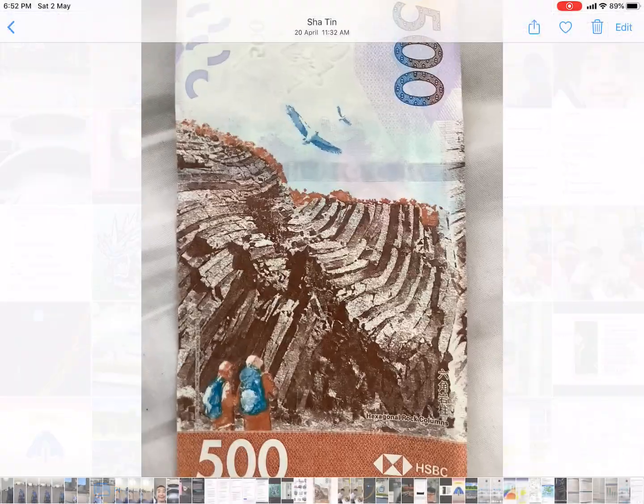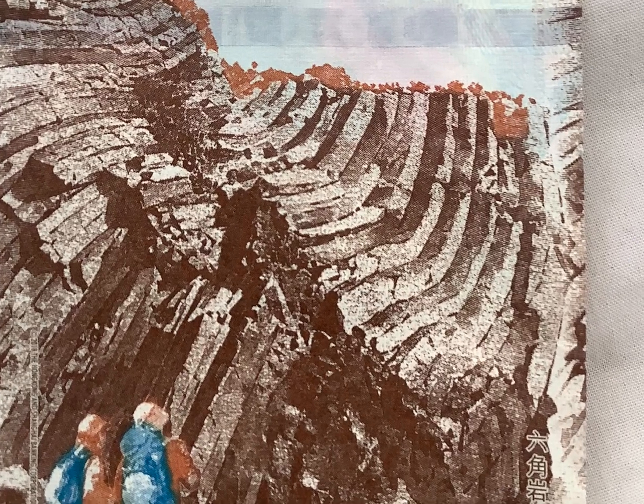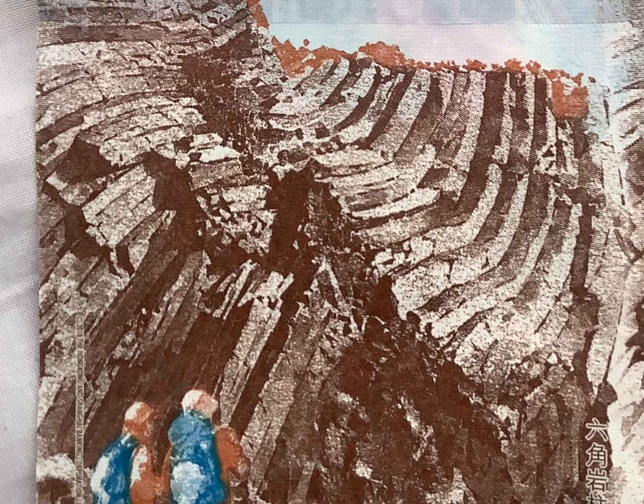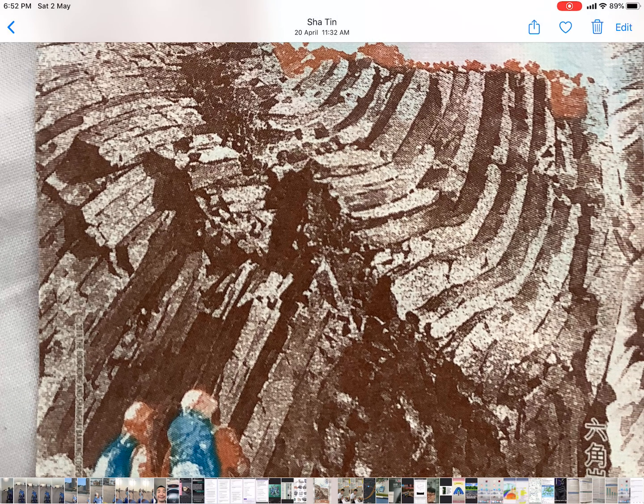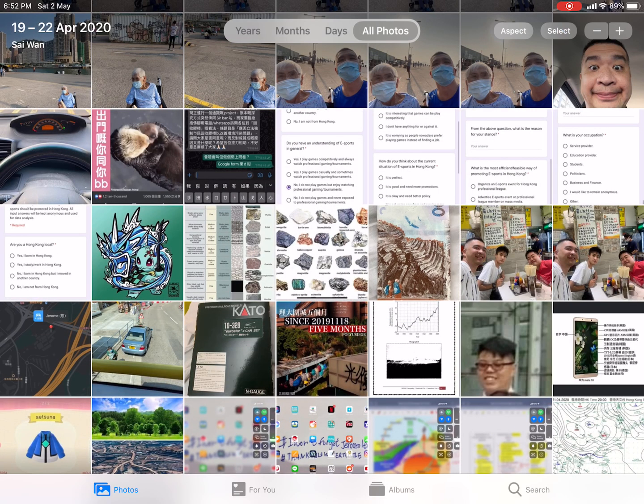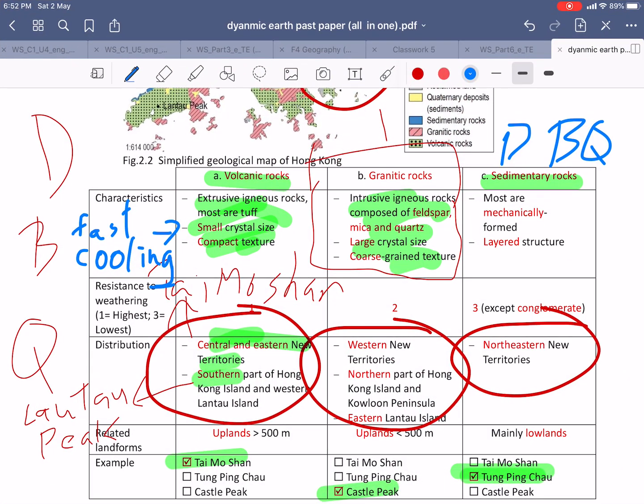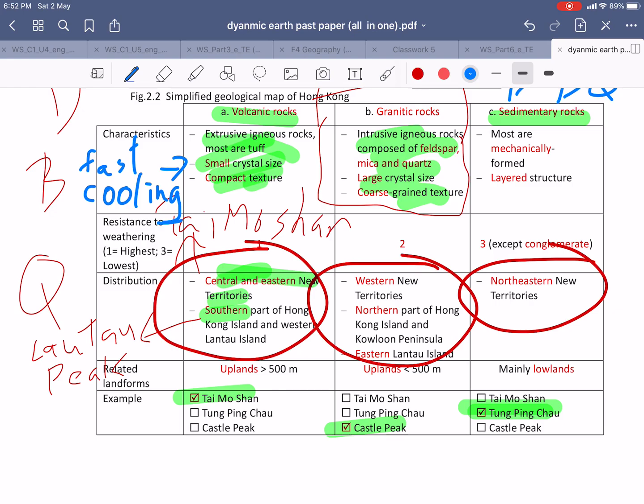Let's see. I want to show you this one. Okay, this one is the most signature, symbolic rock type of Hong Kong, showing the extrusive volcanic rock, which is tuff. Okay, and then where can we find it? Most of them we can find in High Island, or Tai Mo Shan. High Island is the main area where we can find the hexagonal columnar joints in the tuff, okay, for the tuff.